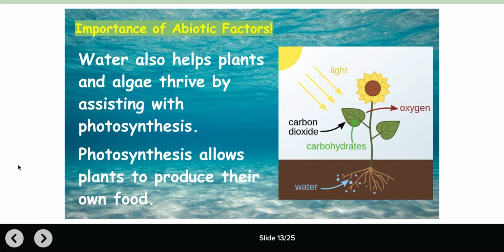So another reason why water is so important, it helps plants and algae thrive by assisting with photosynthesis. Photosynthesis allows plants to produce their own food using sunlight, carbon dioxide, and water in order to recycle the carbon dioxide and produce oxygen. Now, the cool thing is they're taking in this carbon dioxide, processing it using sunlight and water, and as they're using the carbon dioxide to turn it into an energy source for itself, the byproduct, meaning whatever's left over, is just a single oxygen molecule that it kind of spits out.